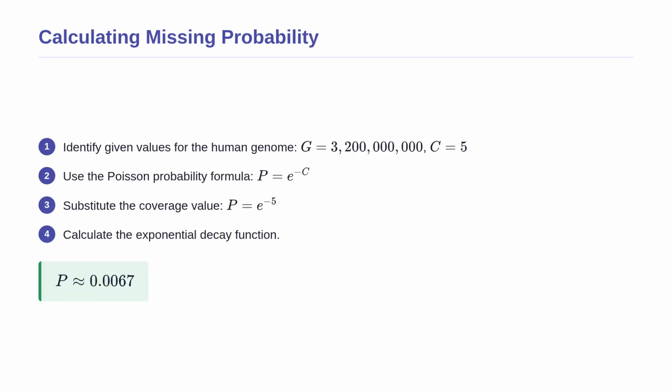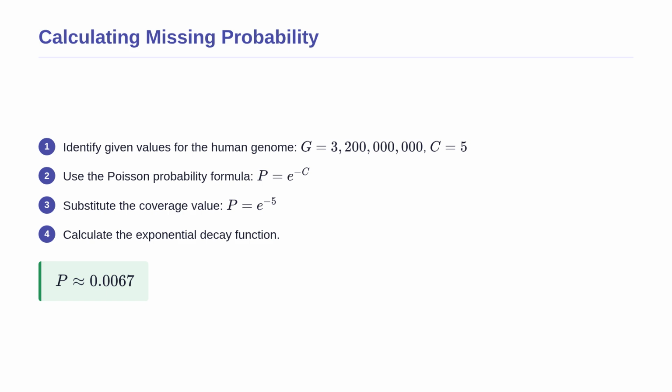Let us apply this probability formula to a real-world scenario involving the human genome. Suppose a researcher is sequencing the human genome, which has a massive size of 3.2 billion base pairs. They generate just enough reads to achieve an average coverage of 5x. What is the probability that a specific base is missed?